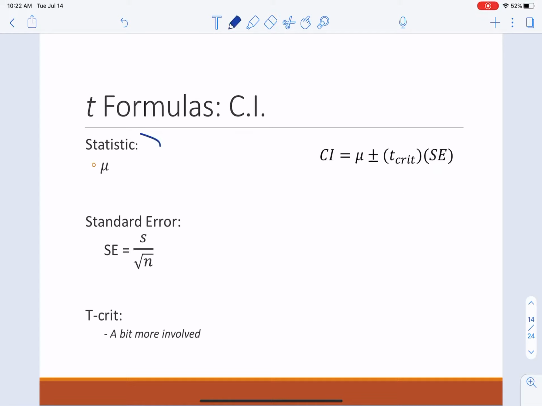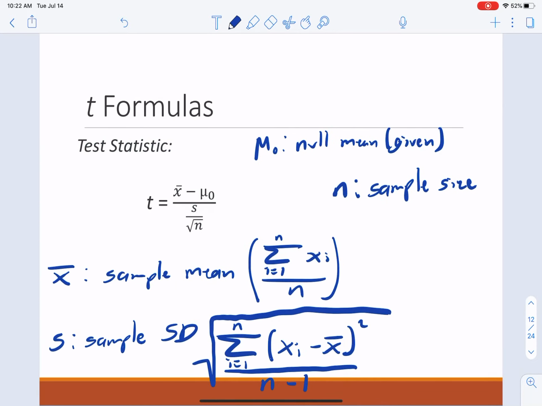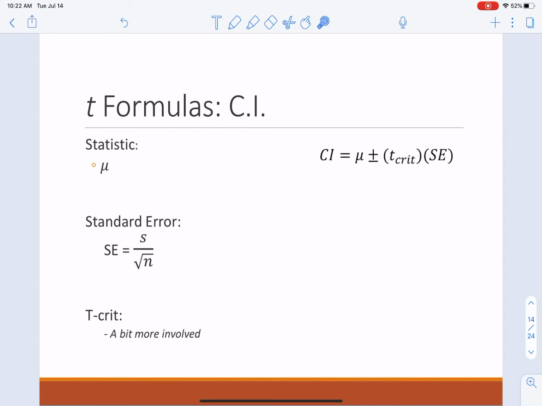The statistic is mu, right? So whatever you find in the end, whatever your sample mean is, you will just put that in place. Standard error is just the sample standard deviation divided by the square root of n. That's easy, right? We already had to do that here anyway. Check it out. It's the denominator, right? It turns out that the denominator of your test statistic is always the standard error. Pretty cool. Now here's the deal though.